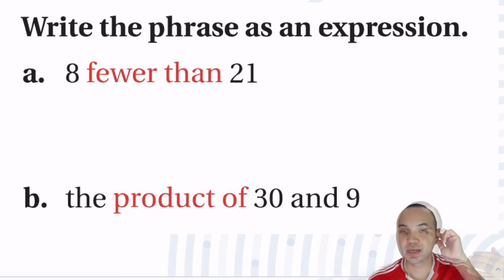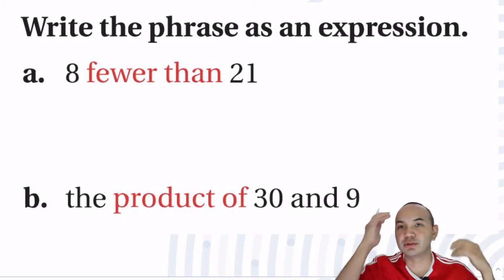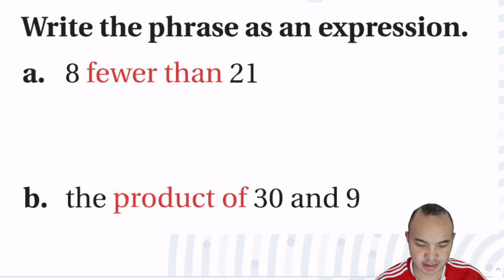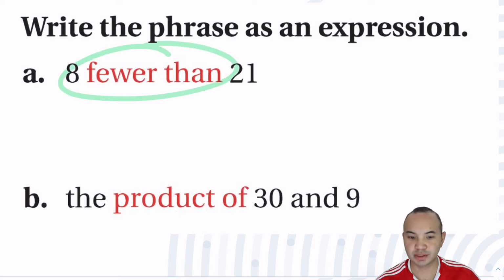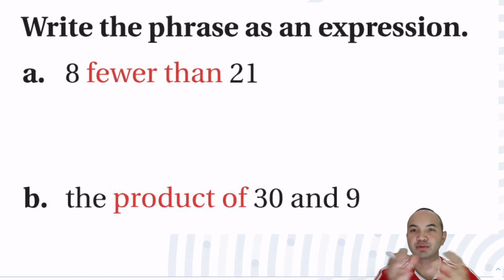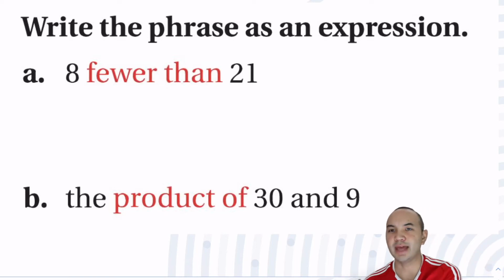An expression is a number sentence without an answer, so you don't need to tell me what the answer is. 8 fewer than 21. So that's interesting because "fewer than" is an interesting phrase because it looks like you're supposed to subtract. So that's good, but it's not going to be 8 minus 21. No. So 8 fewer than 21, that means you have 21 and then you have 8 fewer than that.